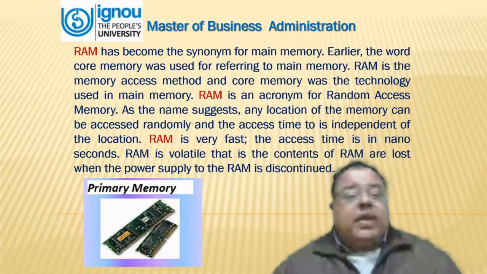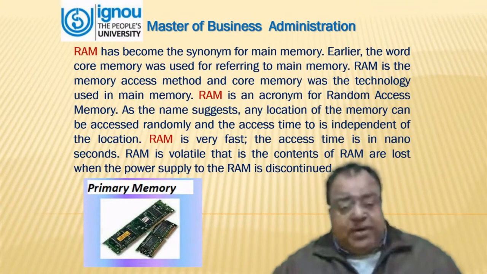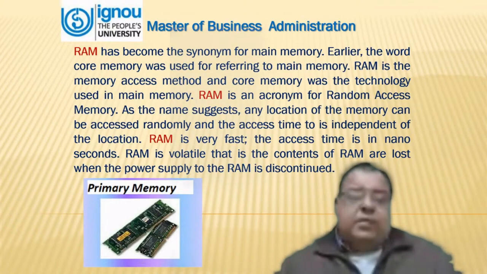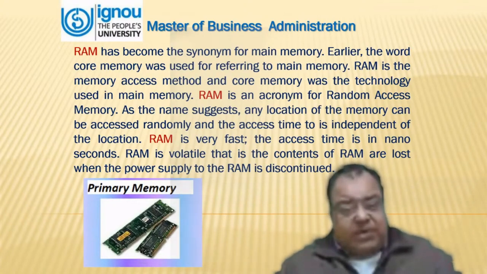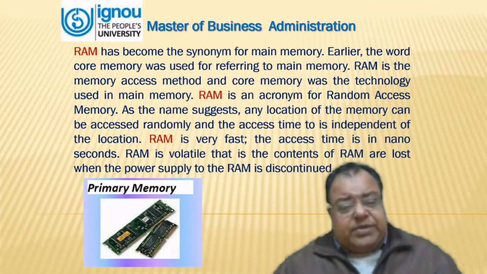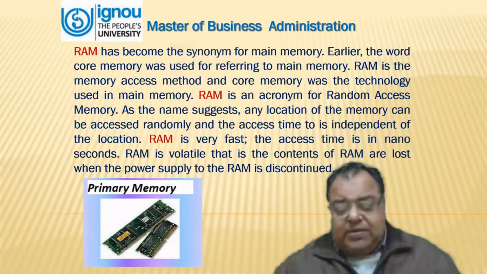RAM has become the synonym for main memory. Earlier, the word core memory was used for referring to the main memory. RAM is the memory access method, and core memory was the technology used in the main memory. RAM is an acronym for random access memory. As the name suggests, any location of the memory can be accessed randomly, and the access time is independent of the location. RAM is very fast. The access time is in nanoseconds. RAM is volatile, that is, contents of RAM are lost when the power supply to the RAM is discontinued.